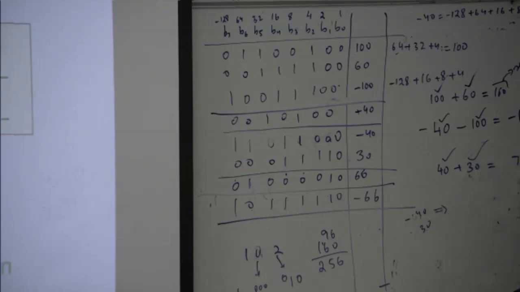I'm too old, man. You're young. 40 is 0 0 1 0 1 and 3 zeros. Oh, 3 zeros. Okay, got it.